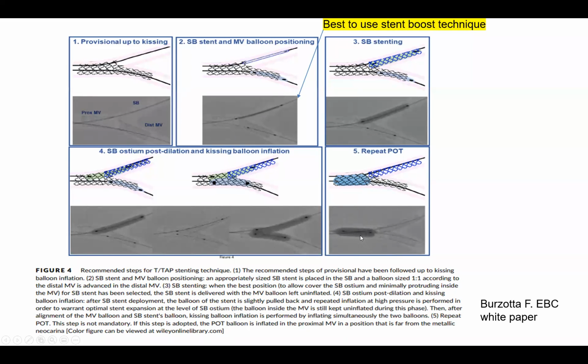And it's preferable to do, as in any provisional, a repeat POT at the end of the proximal portion of the main branch, proximal to that overhang of the T-stent.